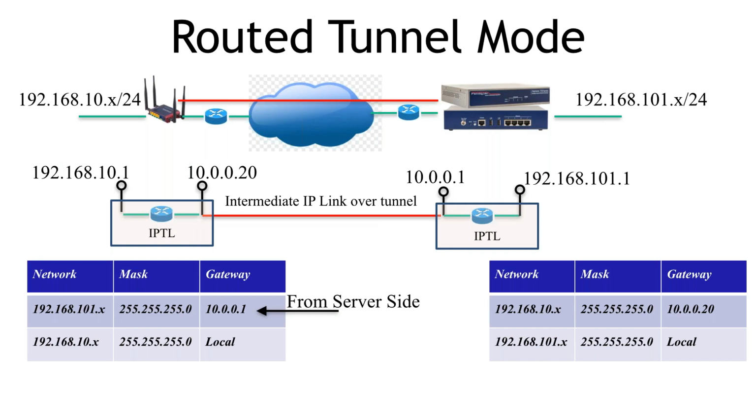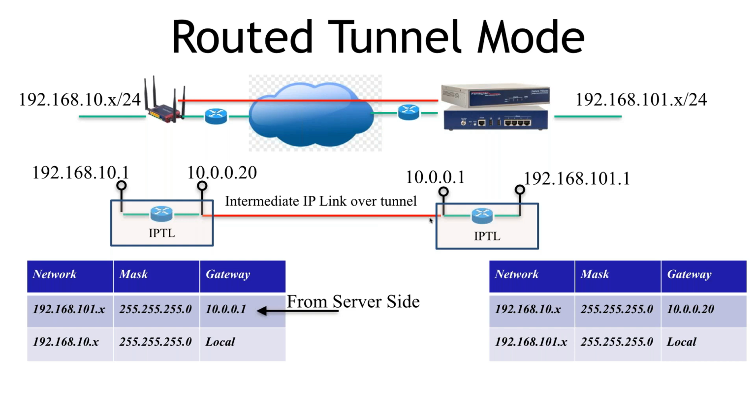So in a routed tunnel mode, we're going to have 2 different networks on each side of the link. So on the server side, on the right, we have a 192.168.101 network. And on the client side on the left, we have a 192.168.10 network. And what we want is the client device to understand how to route traffic to the server network, and the server network to understand how to route traffic to the client network.